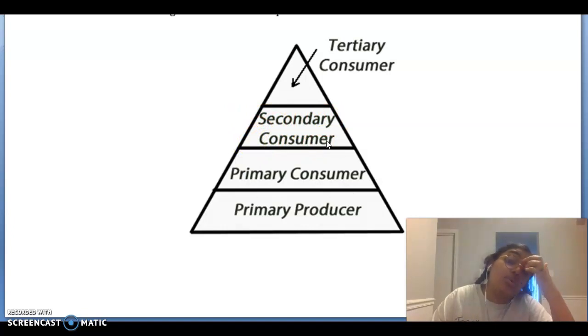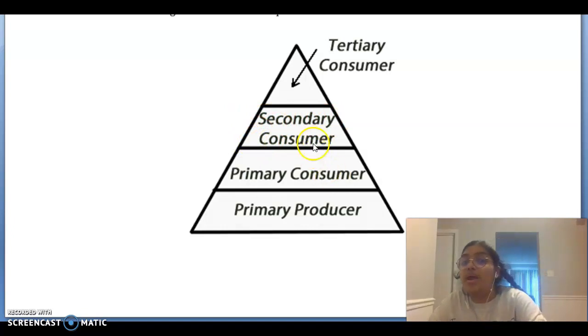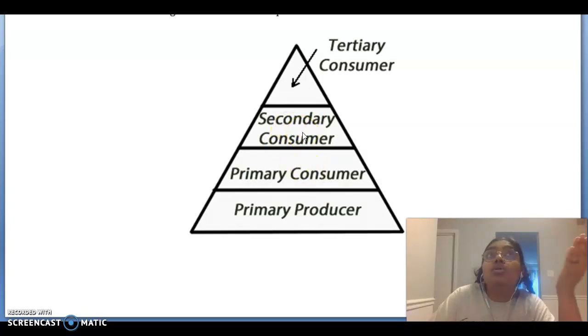Now, a secondary consumer normally, as you can see, if it's above the primary consumer, it can eat the primary consumer. An example of a secondary consumer might be, let's say, a frog. Now, a frog might eat the beetle, right? So it becomes a secondary consumer. Now, if it only eats animals or insects, it is called a carnivore. So carnivore is a term that is given to those who eat only meat, right? So if the frog only eats beetles or grasshoppers or insects, they will be called a carnivore.